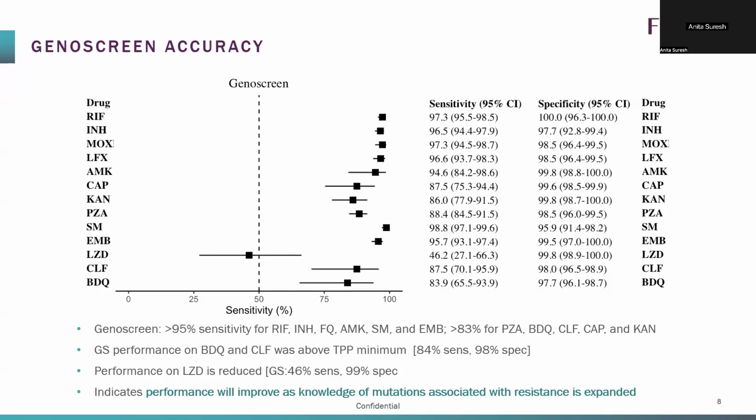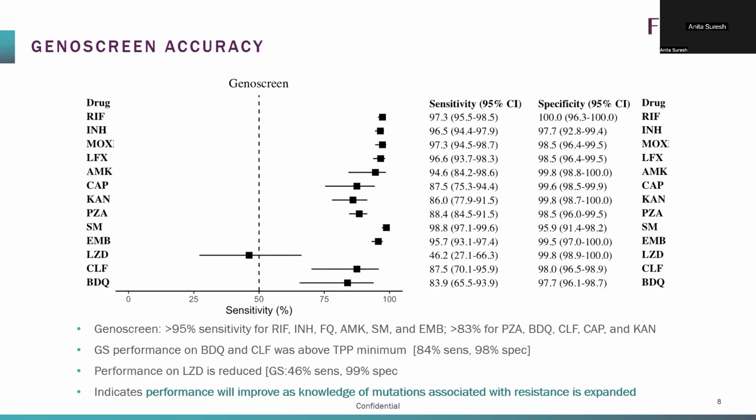But on bedaquiline and clofazimine, while it met the target product profile minimum of 84% sensitivity, you still want to see higher, right? Because this is compared to phenotypic drug resistance. And the performance on linezolid is also pretty low compared to what you want, because it's still less than 50% here.